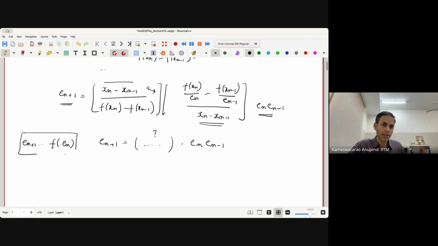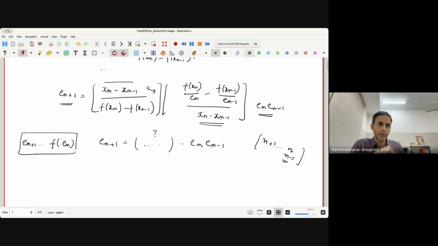But because this method requires two steps, that means to calculate n plus 1, it requires data from n and n minus 1. As a result, the error at n plus 1 is now in terms of both the error at n and the error at n minus 1. Okay, that's what we have obtained.